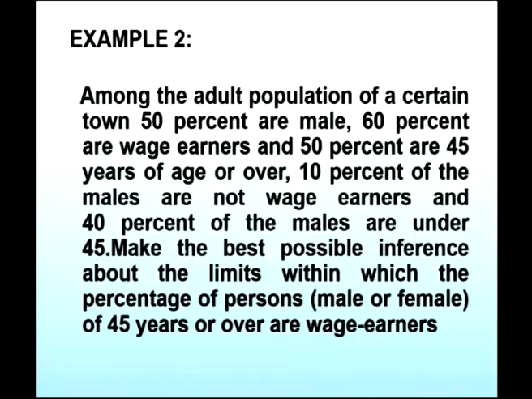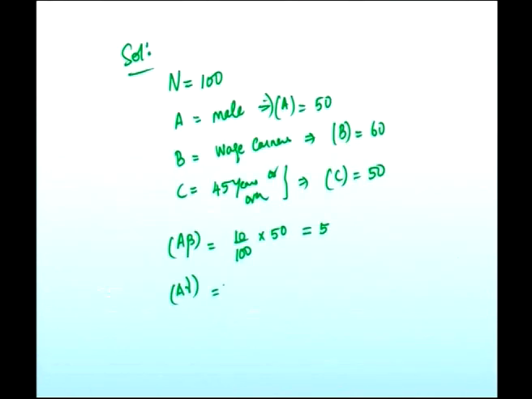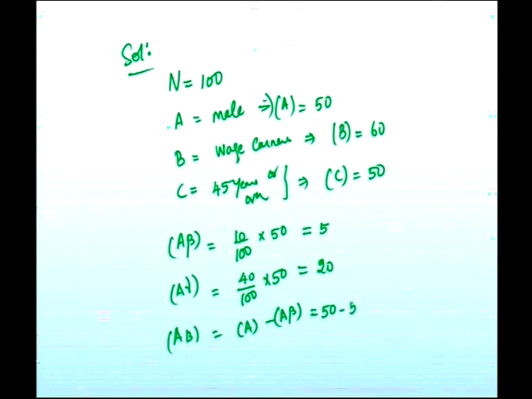So, under 45 means C is not there, but A is present. C is not there means A gamma we have to do, right? A gamma, and they are represented as 40%. So, 40 by 100 into, again with the males, therefore 40 by 100 into 50 gives you 20. Okay. Then AB is equal to A minus A beta. A is 50 and you have A beta as 5, which is equal to 45.